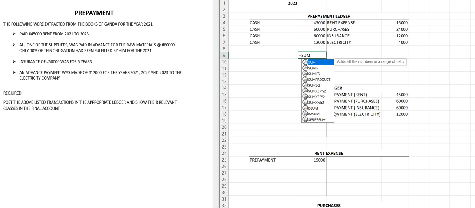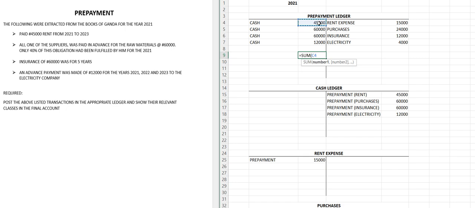Close the bracket. Enter. This is 177. Obviously, this will be more than this. So we put 177 here. You now put your balance CD here, because balance carried down. Put it here. What's the difference?